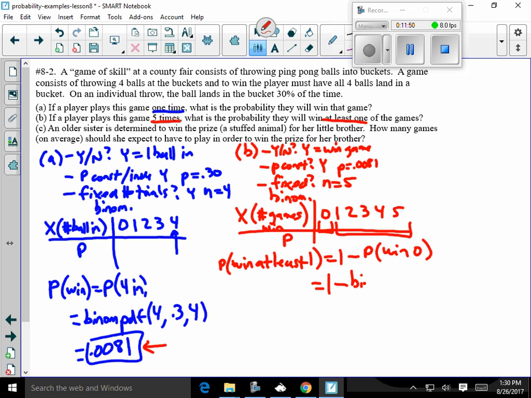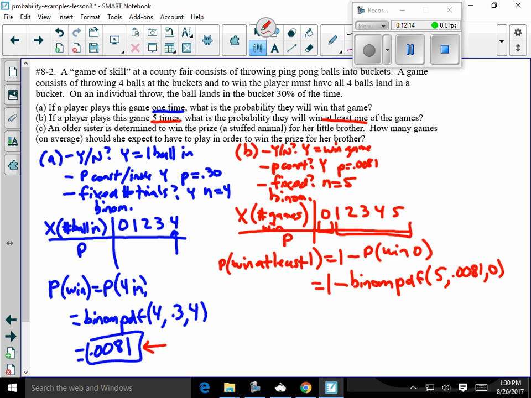I'll use binomial PDF. Now I'm going to use P for this 0, although you could also use C, because both of them are just going to go from 0 up to 0 and include that one case. I'll choose to use P because it really is just one case. Right? Out of 5 games, the probability of winning one of the games is the 0.0081 that we found in part A. And then we want the probability of winning 0, right?